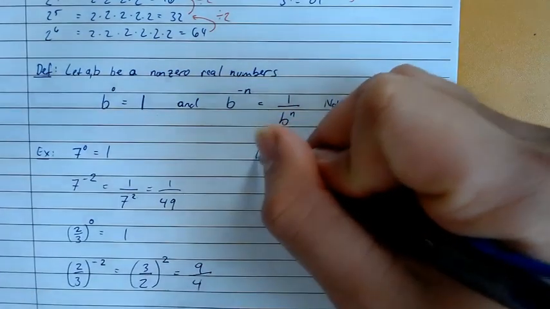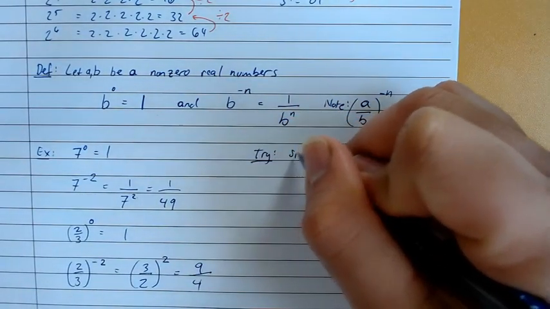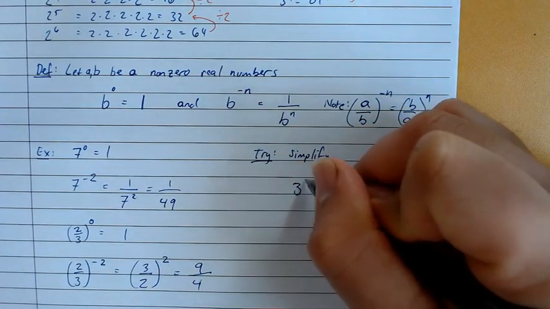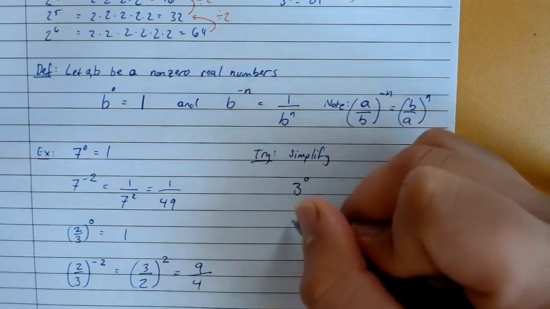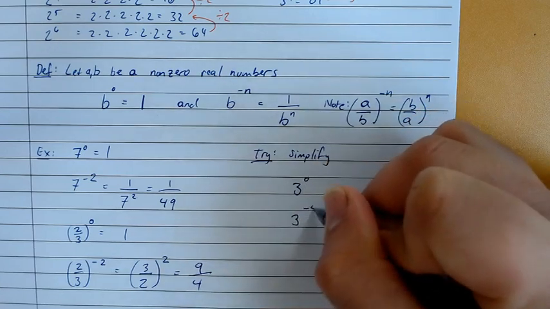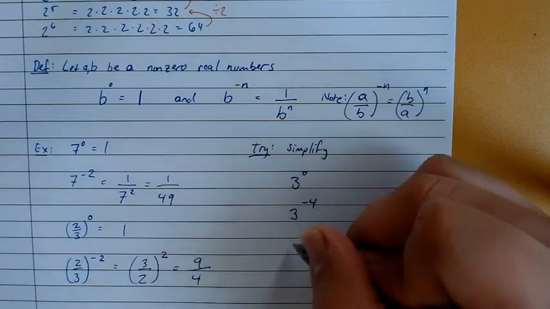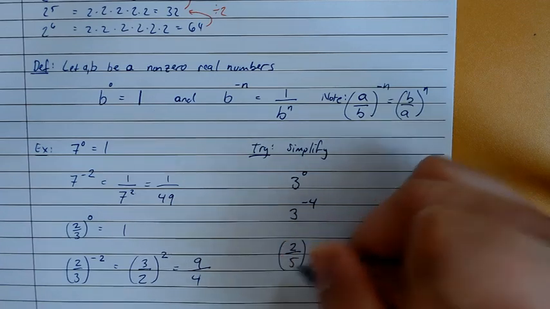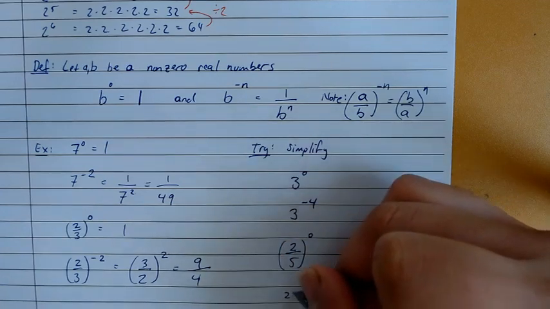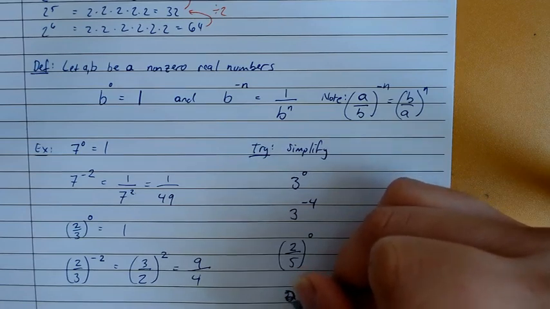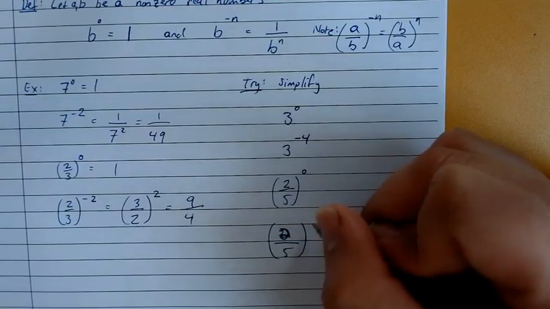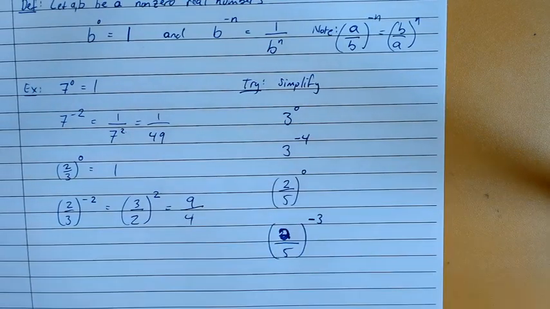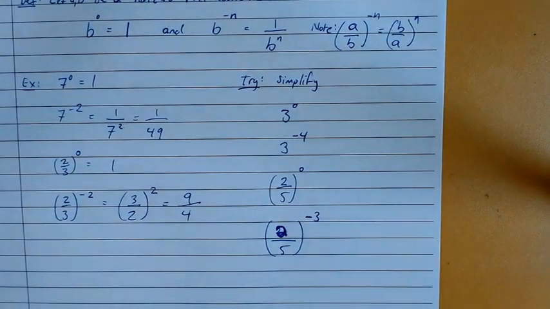So go ahead and give this a try. Go ahead and simplify. 3 to the power 0. 3 to the power negative 4. Let's say 2/5 to the power 0 and 2/5 to the power negative 3. All right, go ahead and pause the video, give those a try, and once you have a result, go ahead and unpause and we'll go through it together.